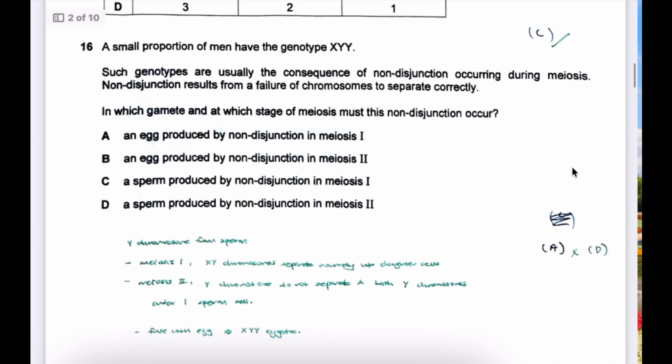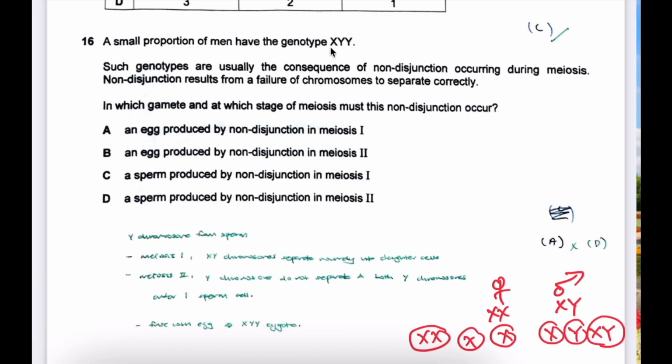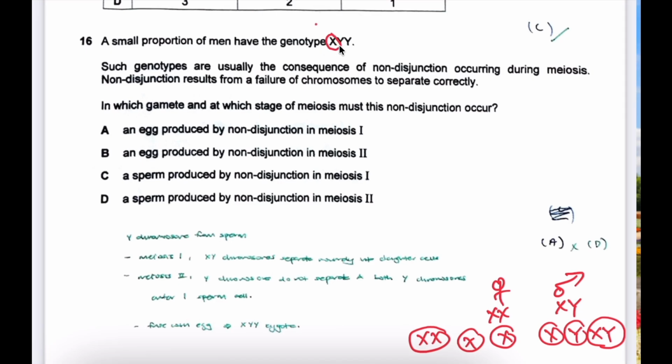A small proportion of men have XYY. In which gamete, and which stage, must this occur? Here with XYY, the X must come from the mother, right? So the 2 Y come from the father, right? So how does the father give 2 Y to this boy?